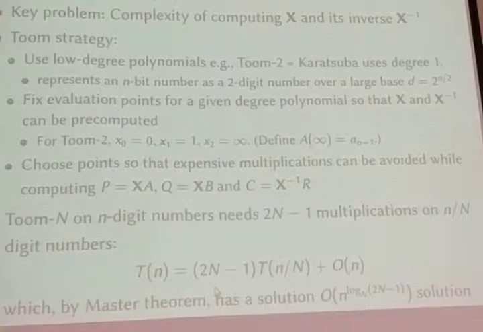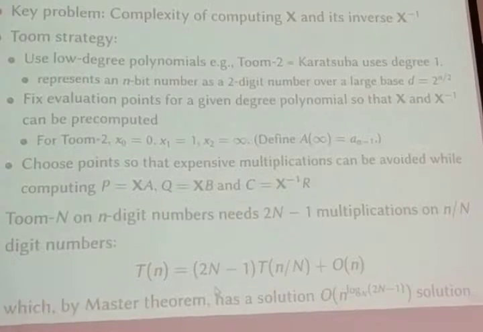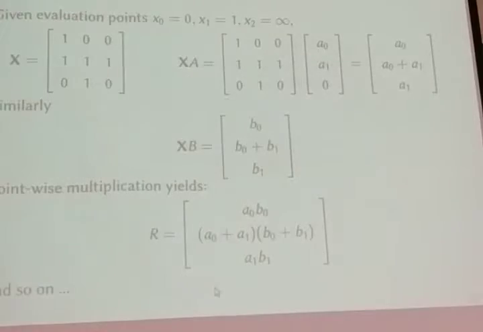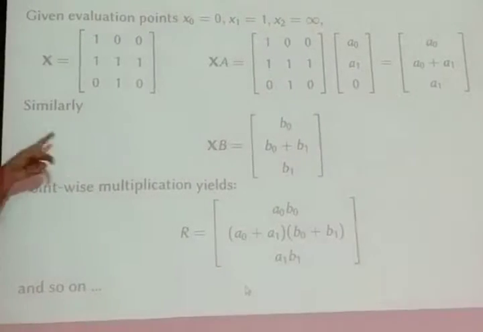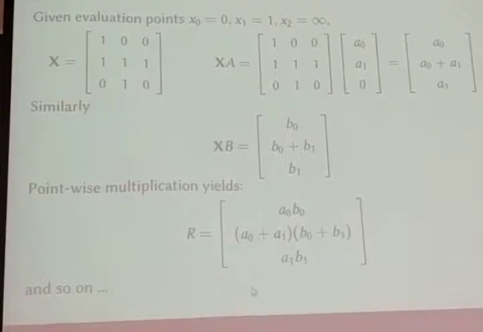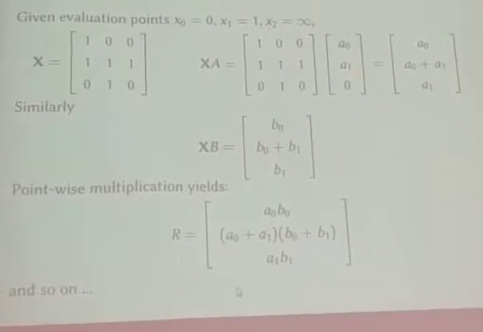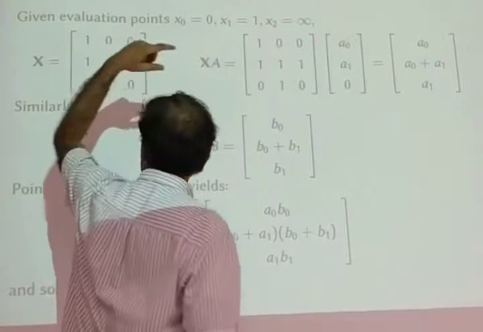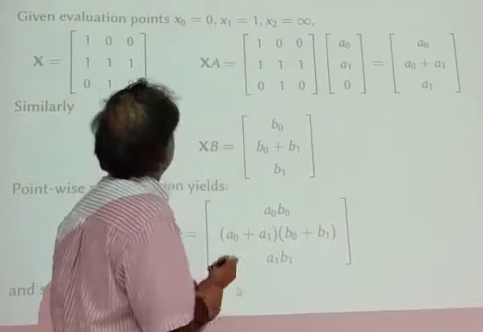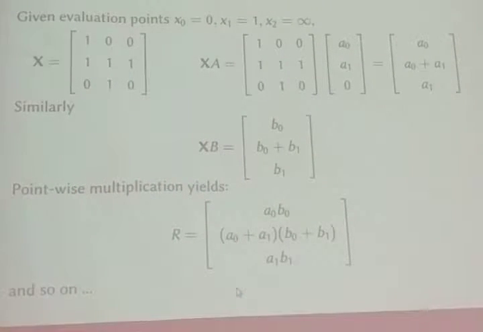So the Toom-Cook algorithm is a general algorithm that allows you to reduce the complexity to be almost linear. So okay, we'll come back to that, but before that I want to illustrate the Karatsuba algorithm again using the point-wise representation that we discussed, okay? So we are going to evaluate, you're going to choose 3 points, which are 0, 1, and infinity, okay?